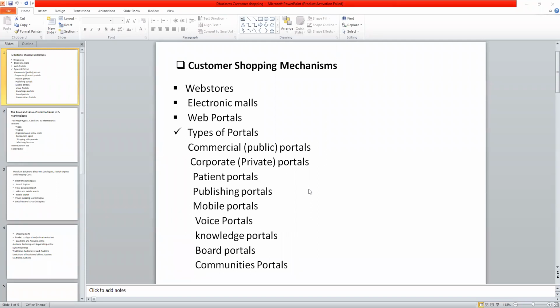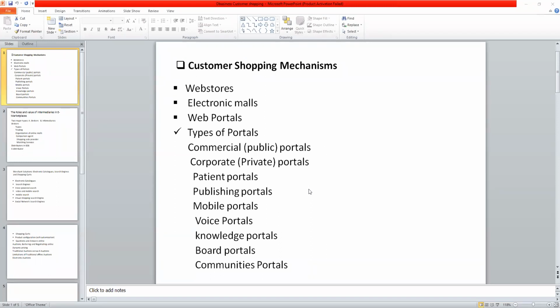The next is the patient portals. Several companies offer patient portals. The patients have access to their personal information. This allows communication between the patients and their caregivers, those who are responsible to take care.